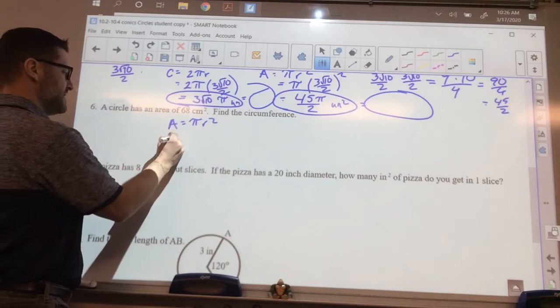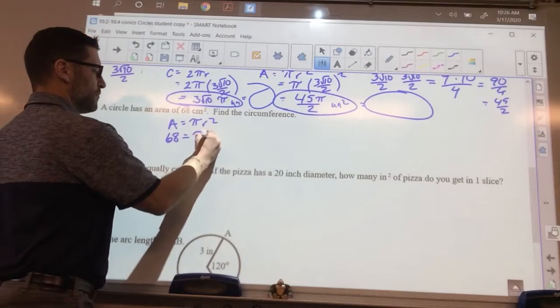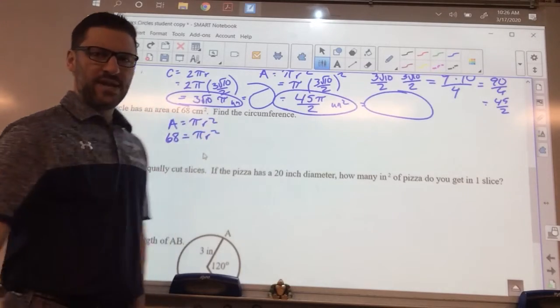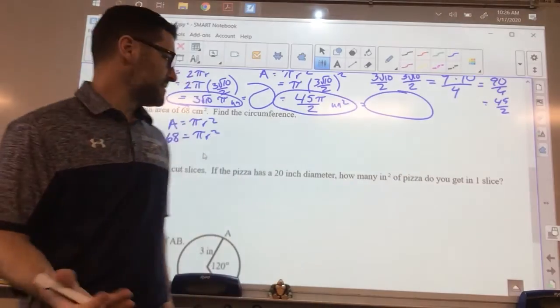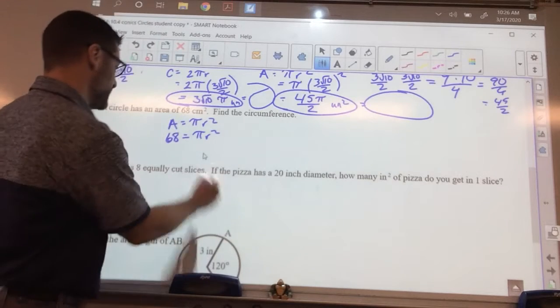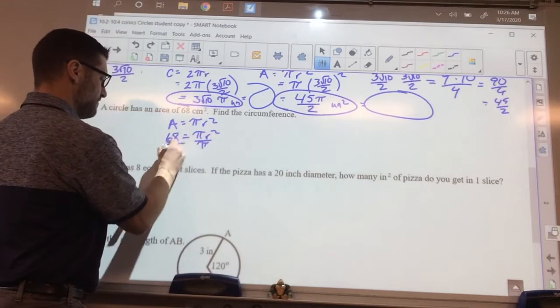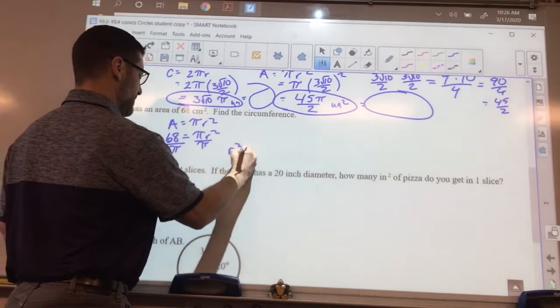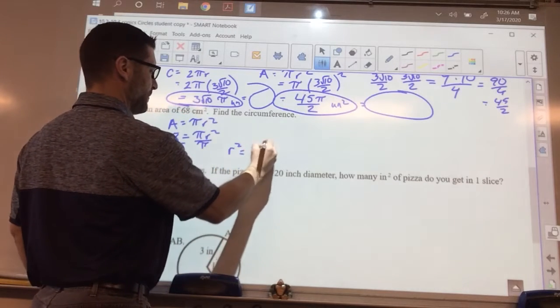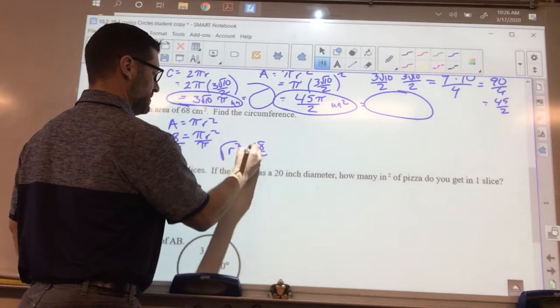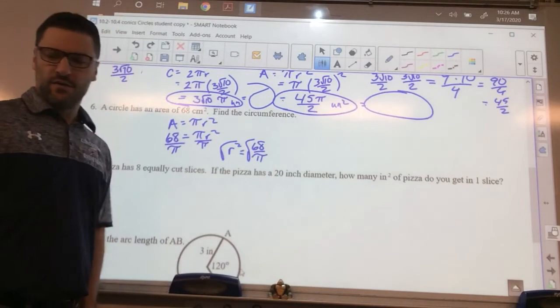We know the area is 68. I guess I should go in and find the radius, because if I can find the radius, then I can use that to find the circumference. So I'll divide by pi, and my r squared value is 68 over pi. And the square root of that, the square root of 68 over pi.